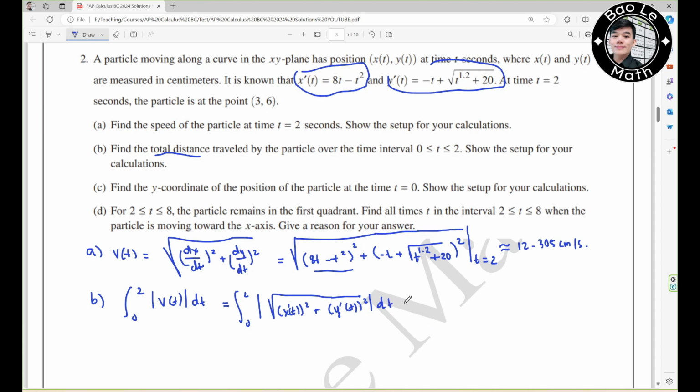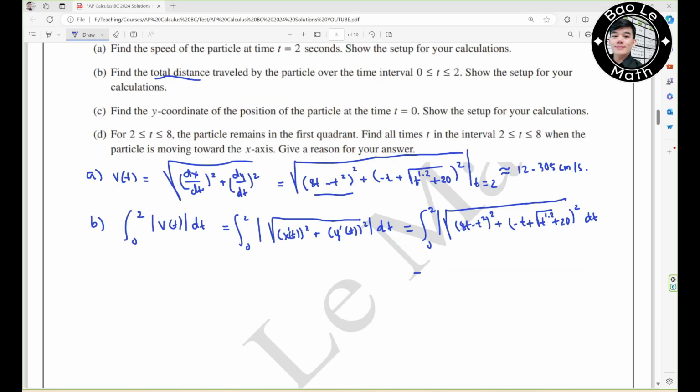Alright, so we just input this expression. It's going to be the integral from 0 to 2 of the absolute value of the square root of (8t minus t squared) squared plus (negative t plus square root of t to the 1.2 plus 20) altogether squared, dt.